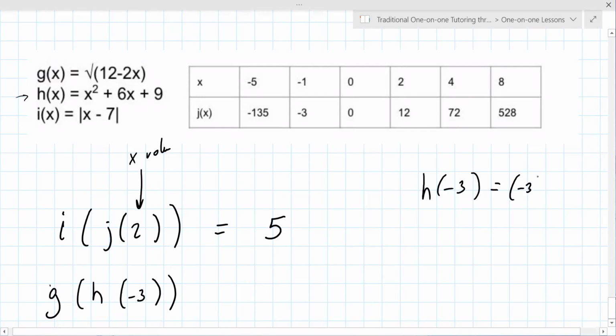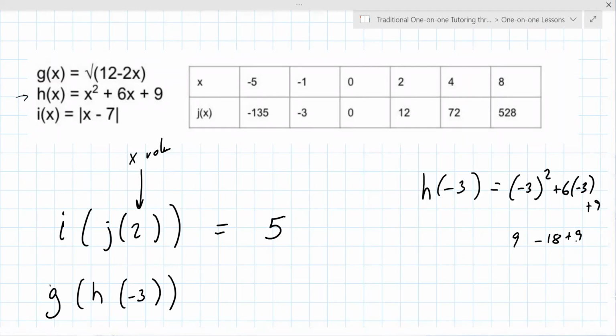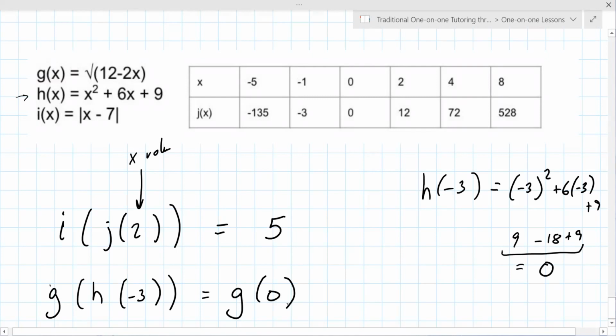Okay, so it's -3 squared in parentheses plus 6 times -3. I always like to substitute in parentheses, plus 9. So that's 9 minus 18 plus 9. What does that equal? 0. Very good. So now this is really G of 0. Okay, see if you can do that.